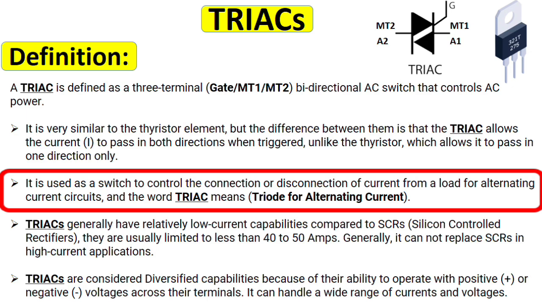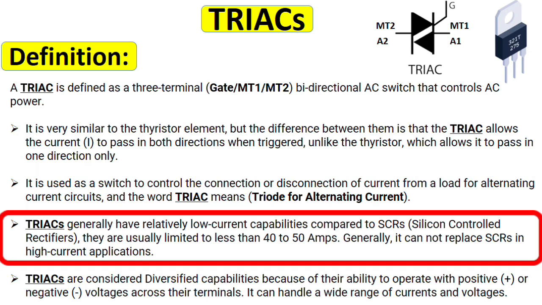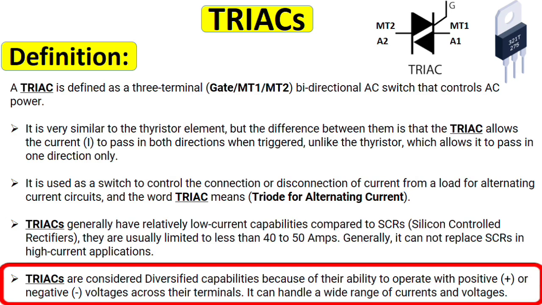And the word TRIAC means triode for alternating current. TRIACs generally have relatively low current capabilities compared to SCR, silicon controlled rectifiers. They are usually limited to less than 40 to 50 amps. Generally, it cannot replace an SCR in high current applications. TRIACs are considered to have diversified capabilities because of their ability to operate with positive (plus) or negative (minus) voltages across their terminals. It can handle a wide range of currents and voltages.